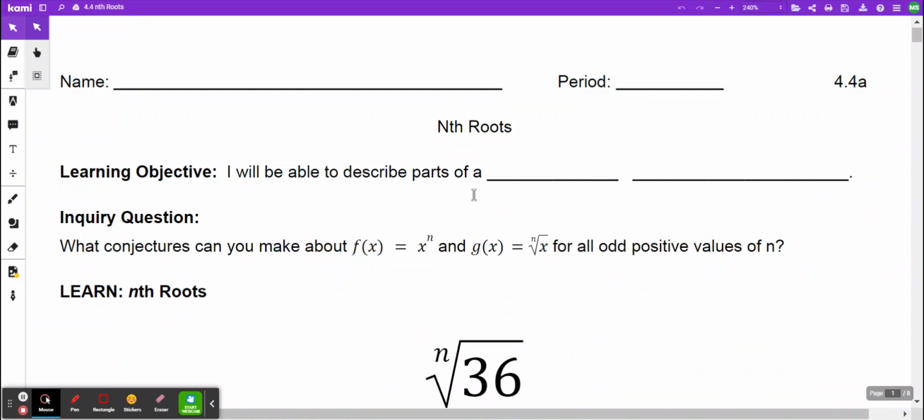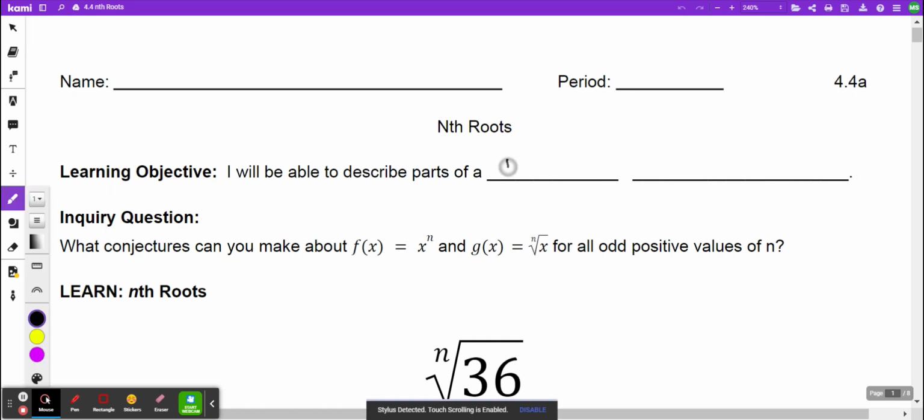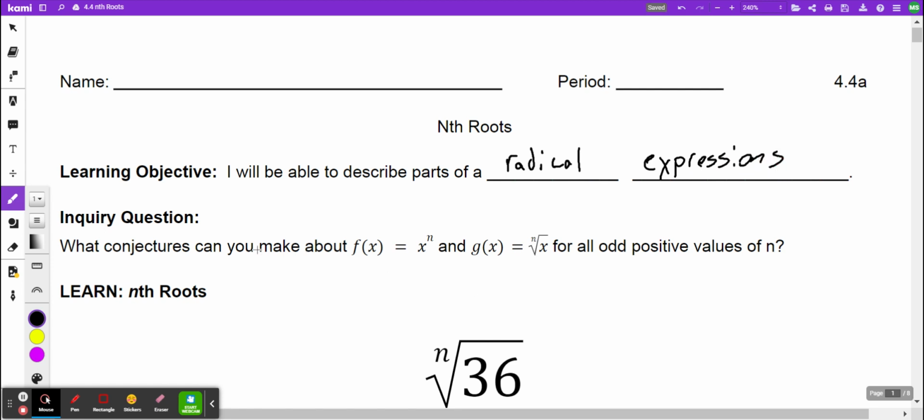We're going to be making sure that we describe parts of radical expressions. Before we begin, make sure you put your name at the top as well as your period number. So read this inquiry question on your own, and we'll be talking about it in class in a few days.